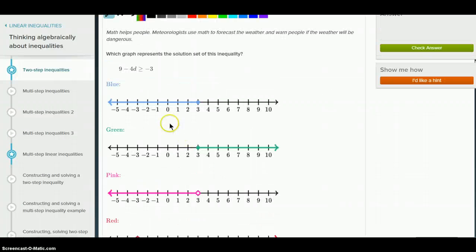Alright, let's do another one. Alright, so we will subtract 9 from both sides. And so negative 3 minus 9 is negative 12. And then we'll divide by negative 4. And so we have d, and then remember we're going to switch this around, so it's not greater than or equal to, it's now less than or equal to. And then negative 12 over negative 4 is 3.